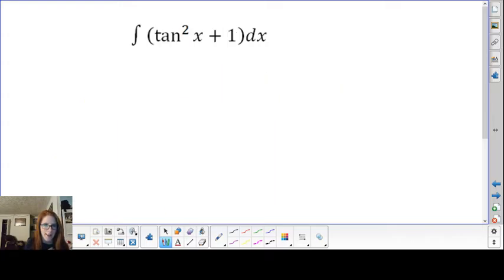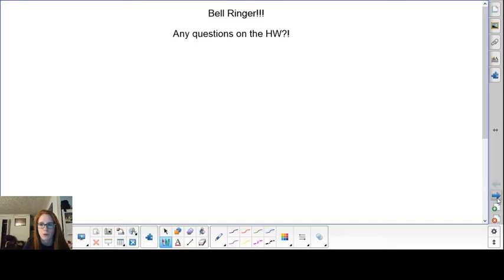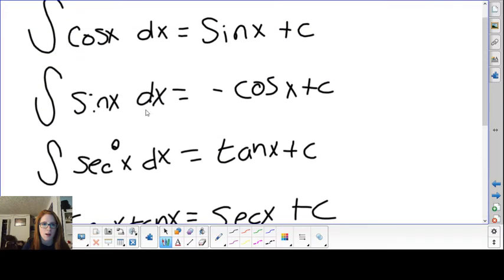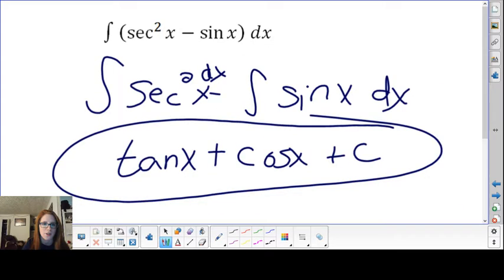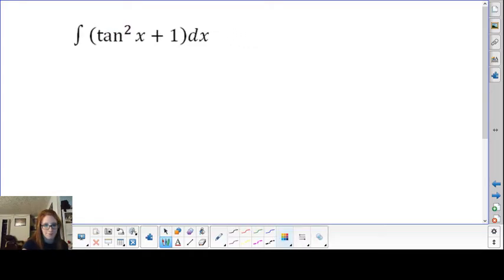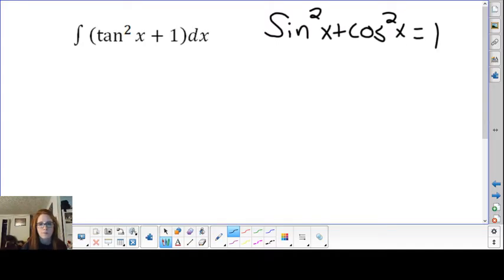So I look and I say, hey, wait a minute, I don't have tangent squared in my repertoire of rules. I have tangent, I have secant tangent, but I don't have tangent squared. So what we need to do is turn this into something that we can actually take the integration of, just like we had to rewrite our integrations with my x's, I have to rewrite my integrations with my trig. So that means mama, baby, papa. Mama will always be sine squared plus cosine squared is 1.